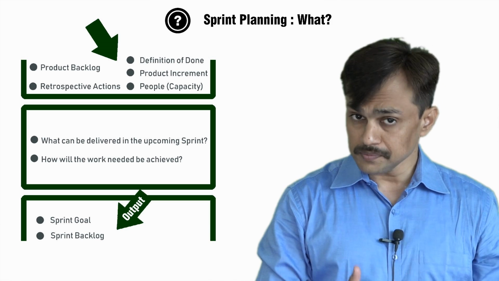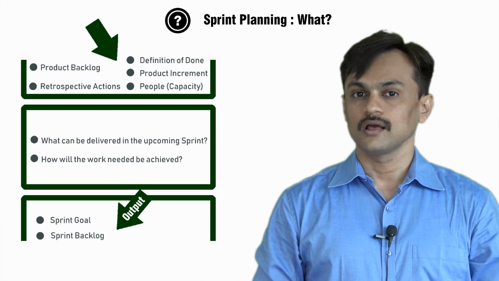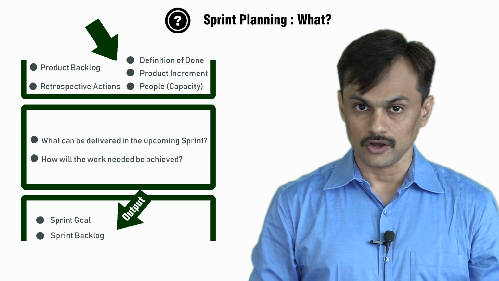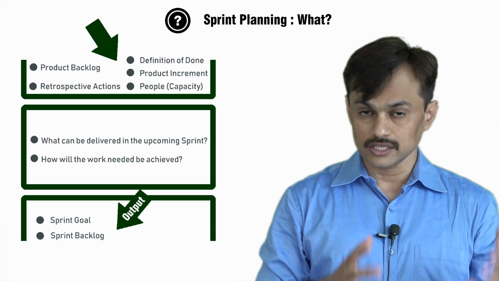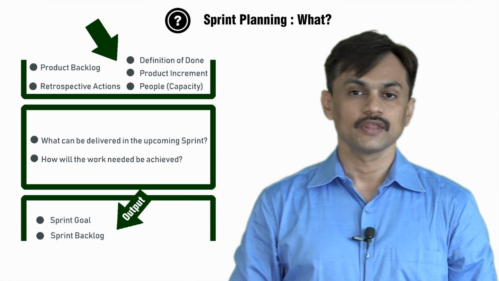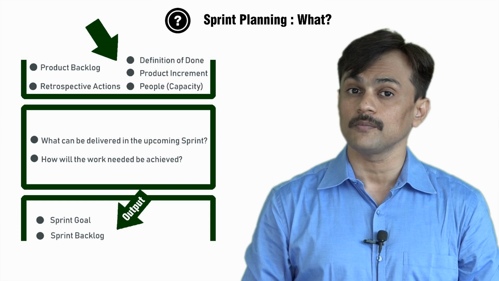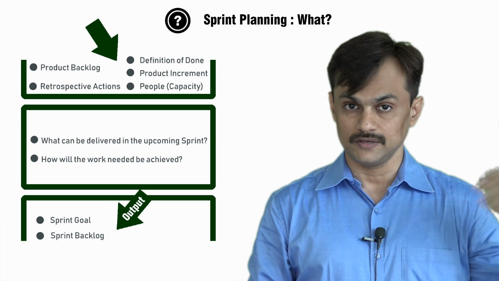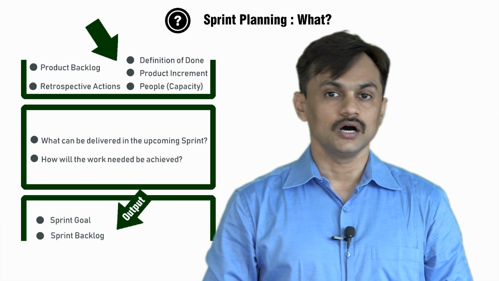And what could be the input in order to produce the sprint goal and sprint backlog? The obvious input is the product backlog, because you would like to know what are the items a product owner is thinking of getting done during the sprint. So the product backlog is one of the inputs. The other input could be the inputs coming from the previous retrospective or the previous learnings. So you want to plan those items in your sprint.